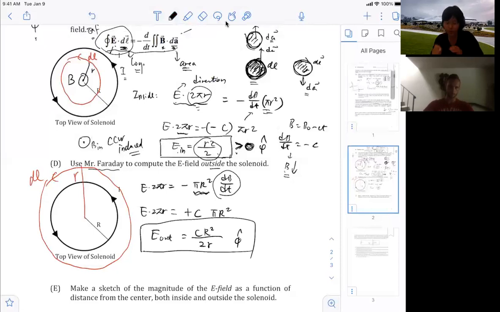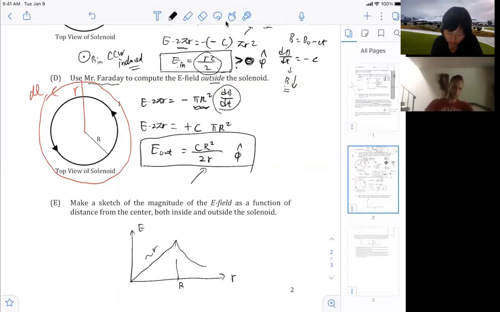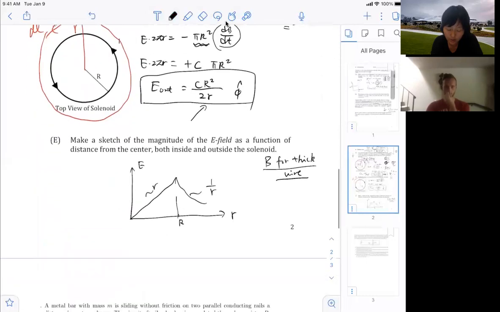Okay, so outside is also positive, the same as inside, because B is decreasing. So you're trying to produce one that is in the same direction as your B. To see this, sketch the magnitude of E with respect to distance: it is linearly increasing in r inside and 1 over r outside. So this is very, very similar to your B field for a thick wire, right? Because the mathematical relationship is exactly the same. And that's how we use Faraday's law to calculate the E field produced.